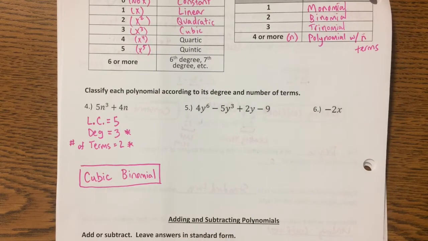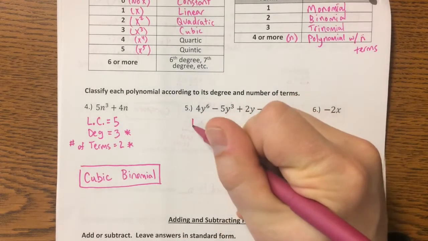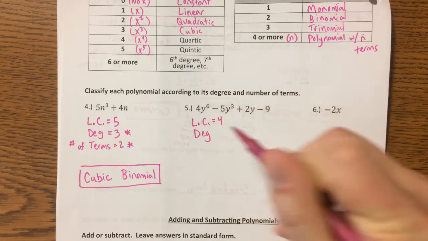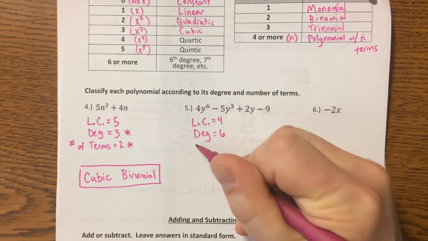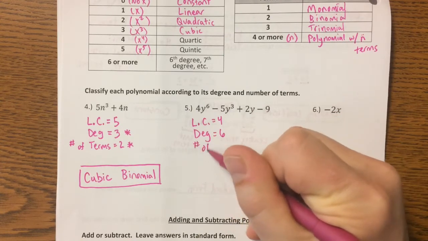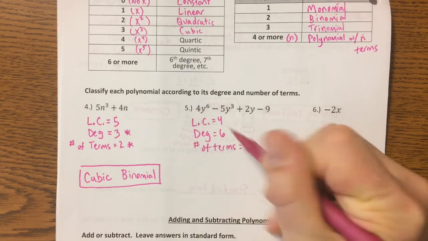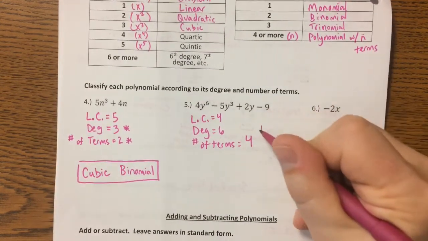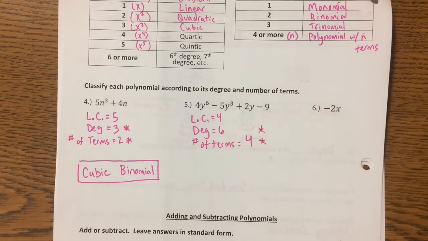Number 4. What's the leading coefficient? 4. Okay, that's 4. What's the degree? 6, good. And then how many terms are there? 1, 2, 3, 4. Okay, so again, these are the two things that matter in terms of answering this question. But I'm going to keep asking about the leading coefficient so that we don't lose that vocabulary word.